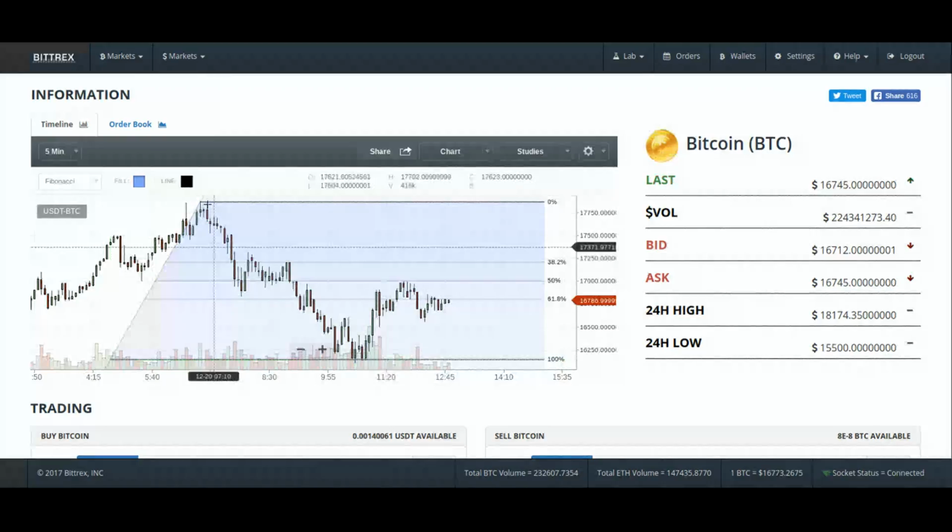So these indicate the lines of support and resistance at certain percentages, certain levels. You understand what I'm saying?